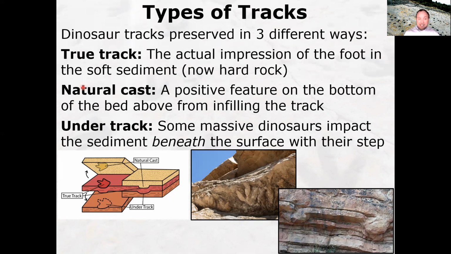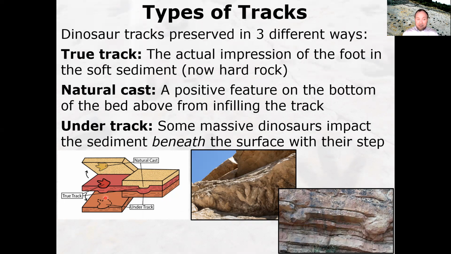The natural cast is, so we've got this true track here, this negative depression, this indent in the sediment where the foot was. Sediment can fill that hole in, and then on the bottom of the bed above, you'll have a cast, a positive feature that filled in that track. And so you can see one here. This is the bottom of a bed and we're looking up at it. Was this dinosaur walking on the ceiling, walking upside down on the bottom of this bed? No, this filled in the hole below and that bed is now gone.